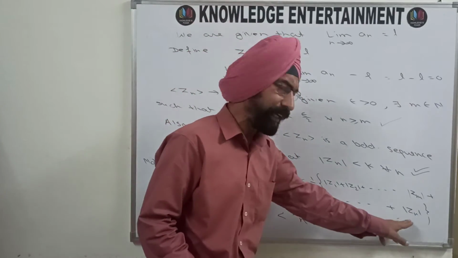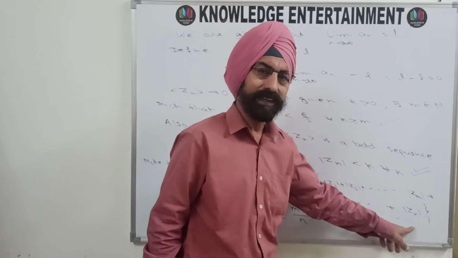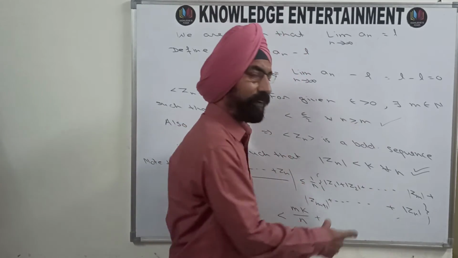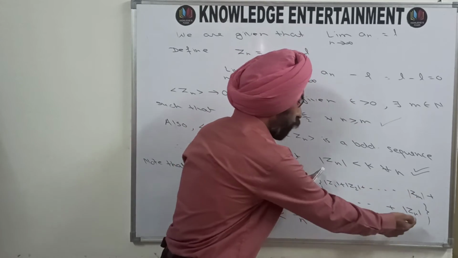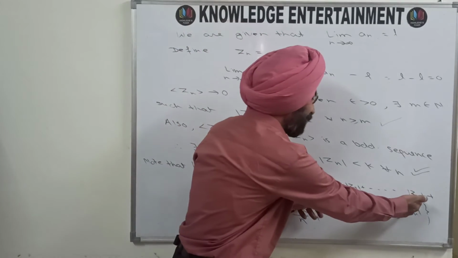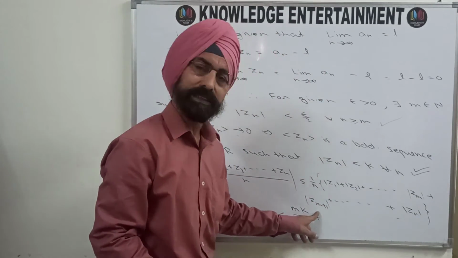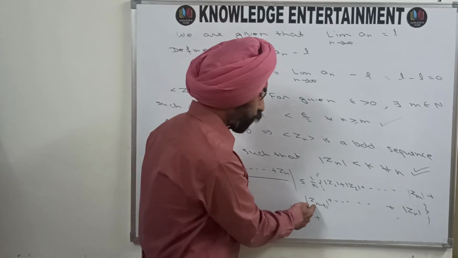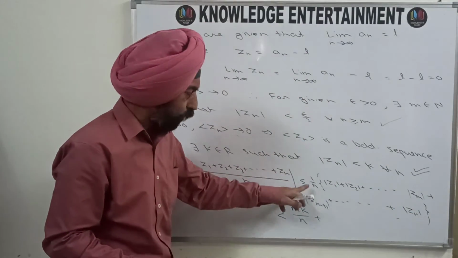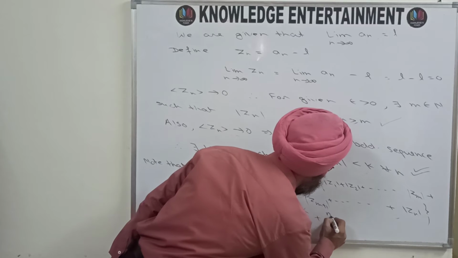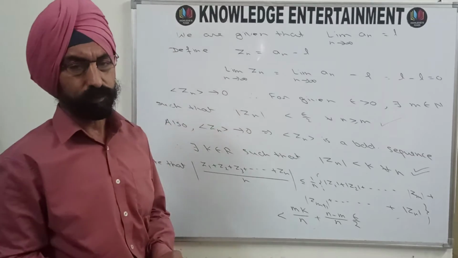And how many terms are here? If you count right from the starting to this, the number of terms is n. But m terms we have left. Here from Z1 to Zm, these are m terms, and the total number of terms is n. So leaving these m terms, how many terms are left here? n minus m. So n minus m times epsilon by 2, epsilon by 2 here, epsilon by 2 here, and n minus m times. And 1 upon n is also there. So it is n minus m upon n times epsilon by 2.